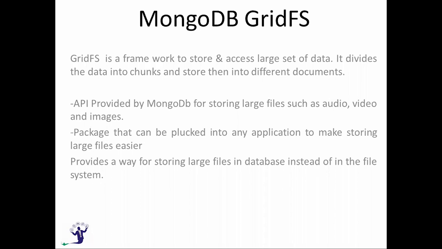How to store large data? GridFS. GridFS is a framework to store and access large sets of data. It divides the data into chunks and stores them into different documents. So if there is big data which needs to be stored, it breaks that data into small pieces, and those small pieces are referred to as chunks, and stores them separately. GridFS is an API provided by Mongo for storing large files such as audio, video or image files.